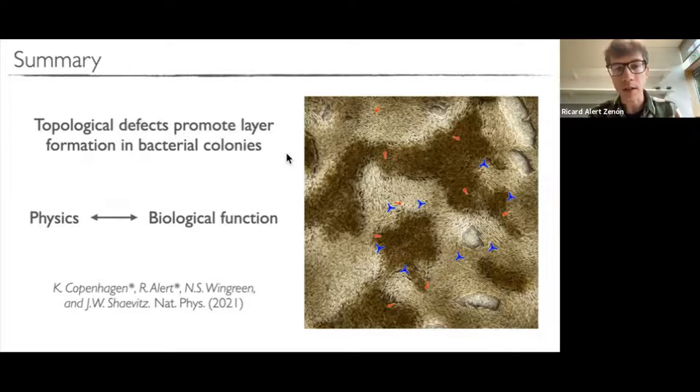And so this, I think, is interesting because it links very intimately the physics of active matter and topological defects to the biological function of this system, which is to form these new cell layers in order to build these massive fruiting bodies that will help the colony collectively respond to starvation. And so that's, I think, the main message of what we did. And so now, if there are any questions, maybe it's a good moment to pause for a second and take them. And otherwise, I can move to the second part of the talk.